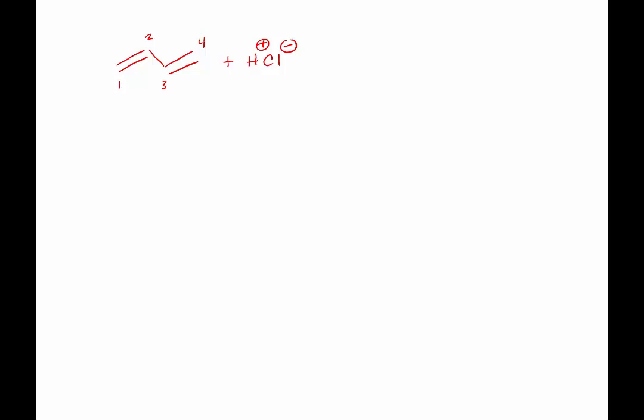If I add it to carbon 2, what happens? So I'm going to add my H plus to carbon 1, and I'm going to add my H plus to carbon 2. Okay, so on the left I added it to carbon 1, on the right I added it to carbon 2. Why can't I add it to carbon 2? Because I form a primary carbocation, right?